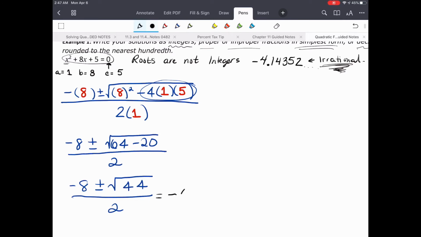Negative 0.68, and I should put a little approximate symbol here because that is not exact. That's an estimated or a rounded answer. It's not exact, but it's pretty close. All right, now what we're going to do is go back to my calculator app and do the minus part of it.